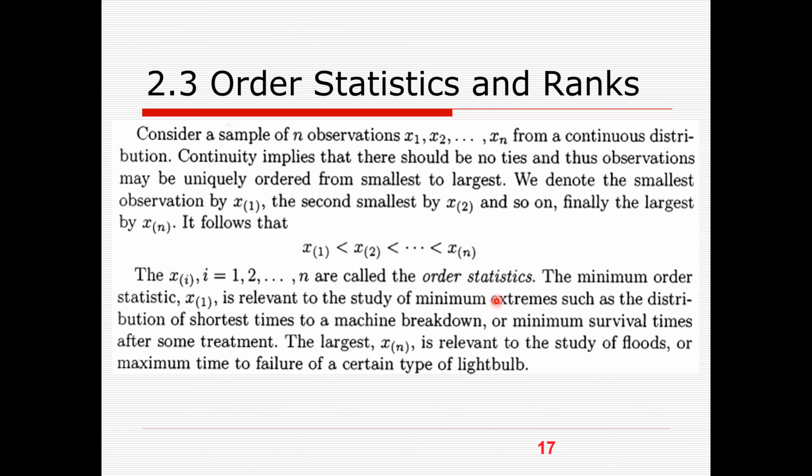So x(1) is the minimum value of this sample. Sometimes we study it when we want to know the minimum extremes, such as the quickest machine breakdown or the minimum survival time of a disease. And x(n) is the largest, the maximum extreme, right? We use it when we care more about the large extreme, in examples such as the maximum flood levels recorded in a river over a number of years, or the maximum life of some product, etc.